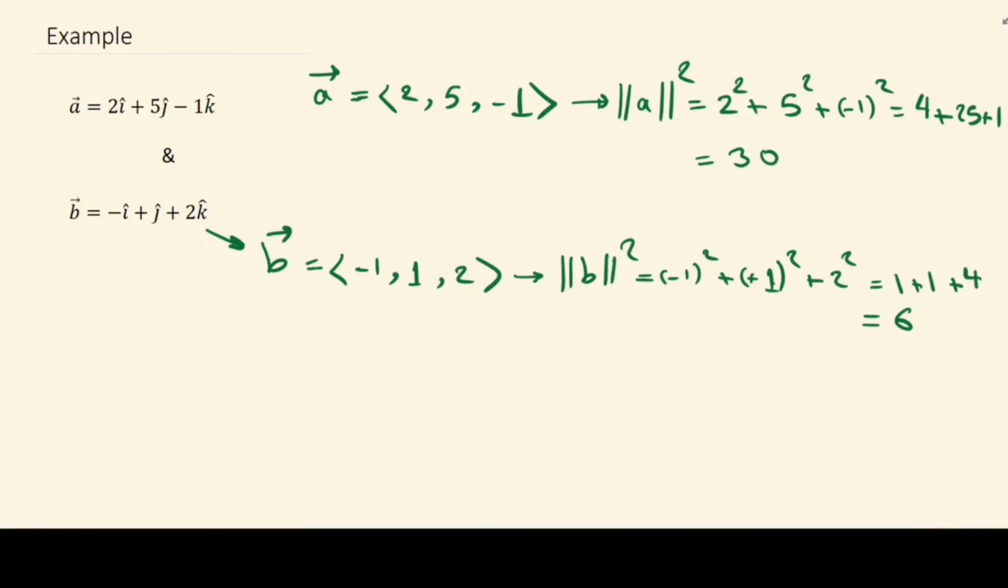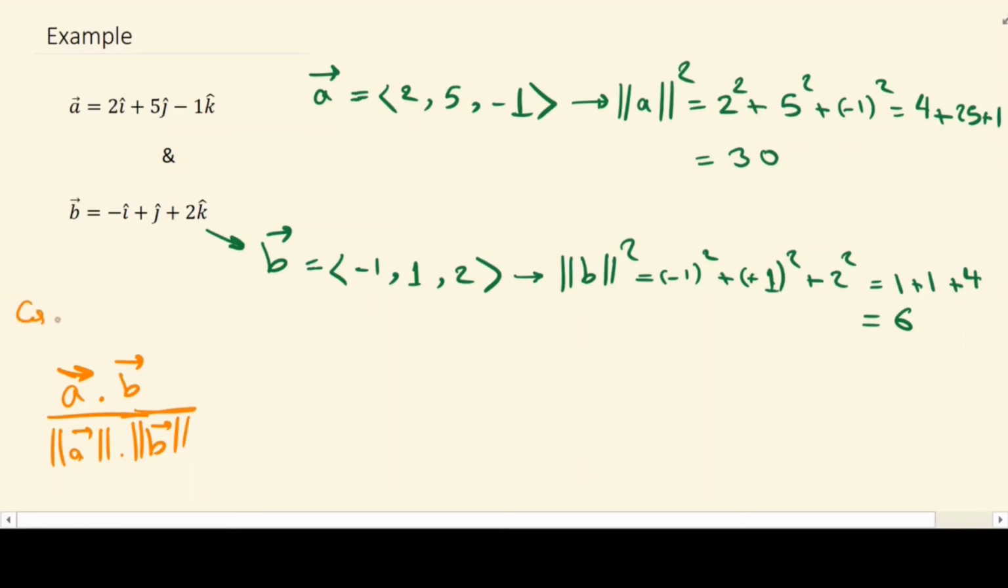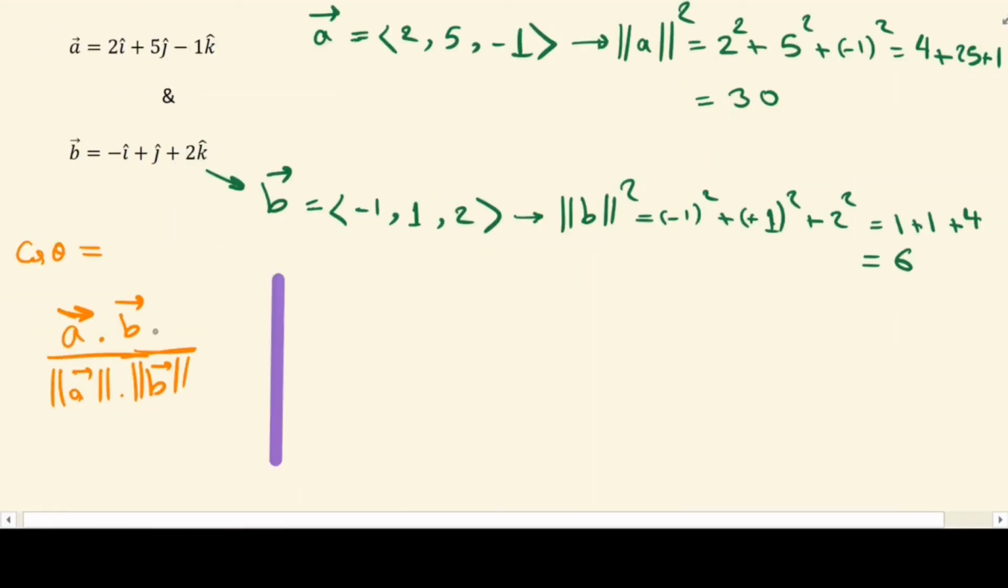From the definition, we know that A dot B over the length of A times length of B is going to be equal to cosine theta. So now we need to evaluate the inner product of A and B. So A dot B is going to be the inner product of (2, 5, -1) and (-1, 1, 2).